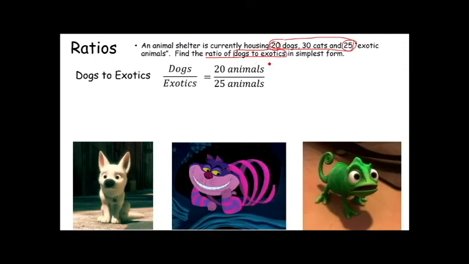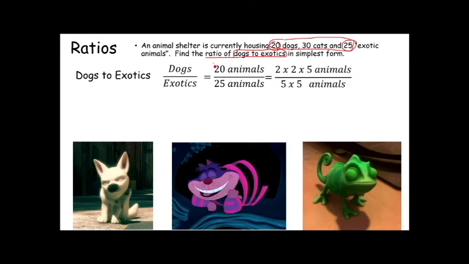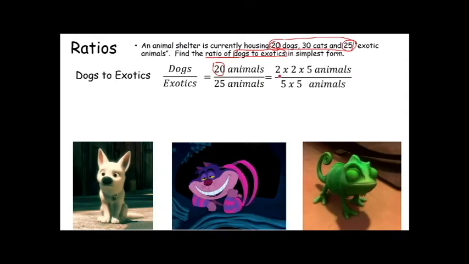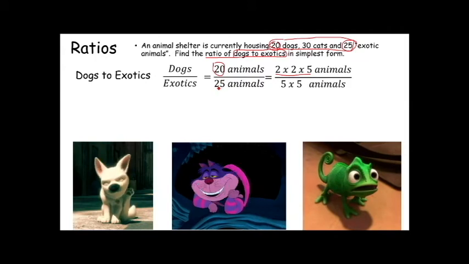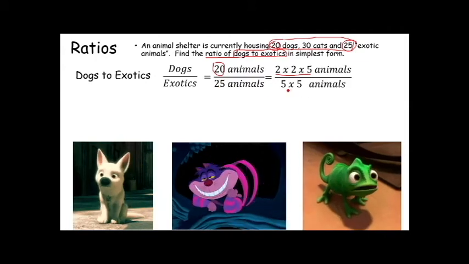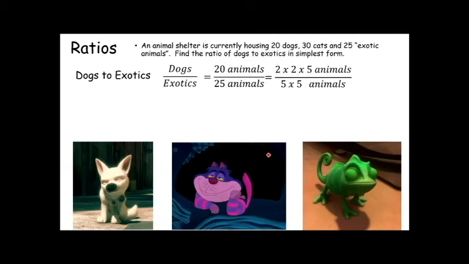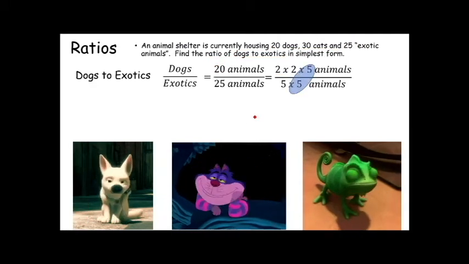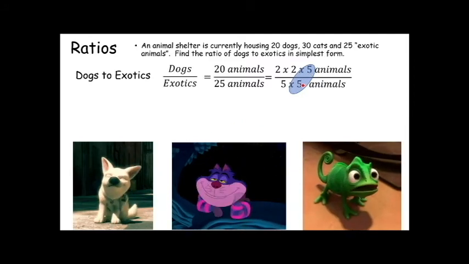If you are somebody who struggles to write fractions in simplest form, I would suggest to you that you may find it easier if you take your composite number 20 and break it down to its primes. 2 times 2 is 4, times 5 is 20. And 25 is just 5 times 5. Because if you will take the time to break that down into its primes, you can just look at your numerator and denominator and look for things that are alike. For example, 5 over 5. 5 over 5 is an example of the number 1.